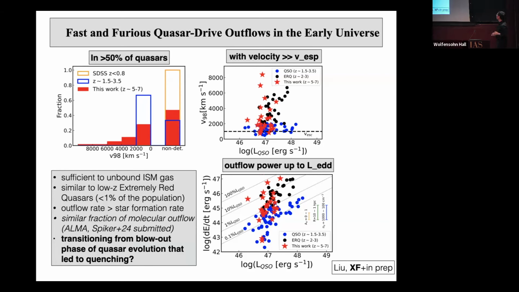Some of the people in the audience know much better the so-called extremely red quasars, which are a very small fraction of low redshift quasars but have very, very strong feedback implications in them. They seem to look like that, except these are not blue quasars, not red quasars, just your typical regular selected blue quasars. So that may be an indication that they're in the blow-up phase of the quasar evolution that led to quenching. Yeah. Plotting flow momentum against optical luminosity.